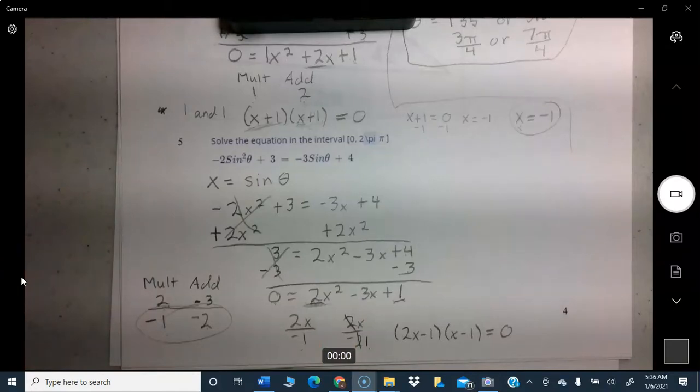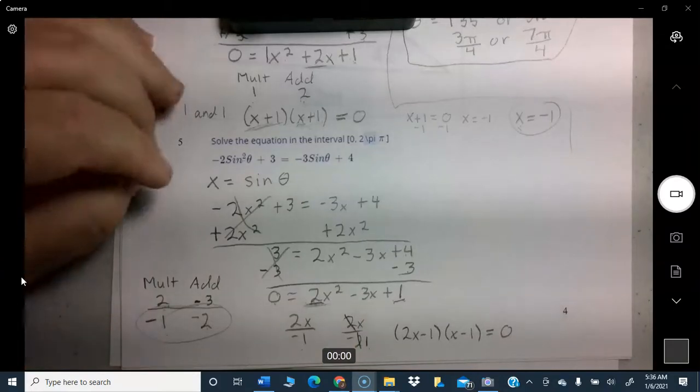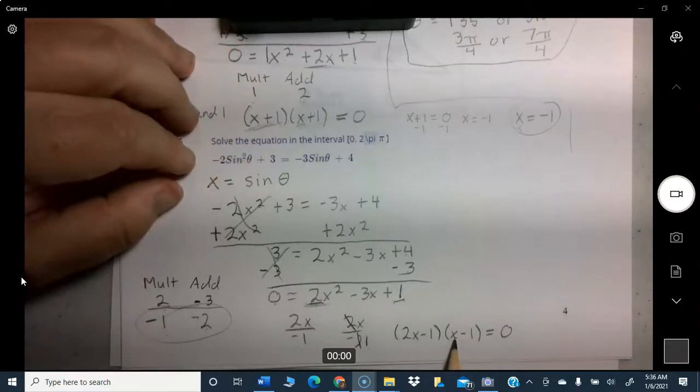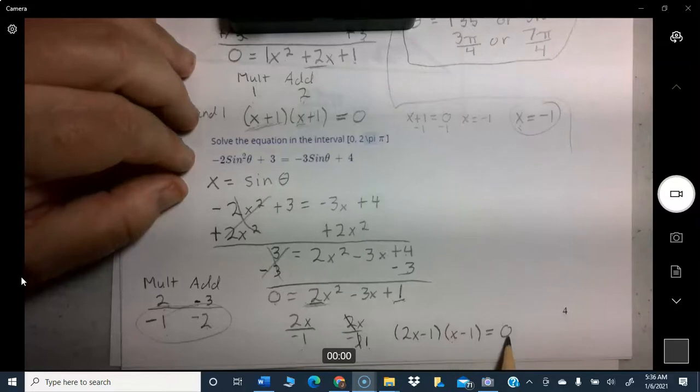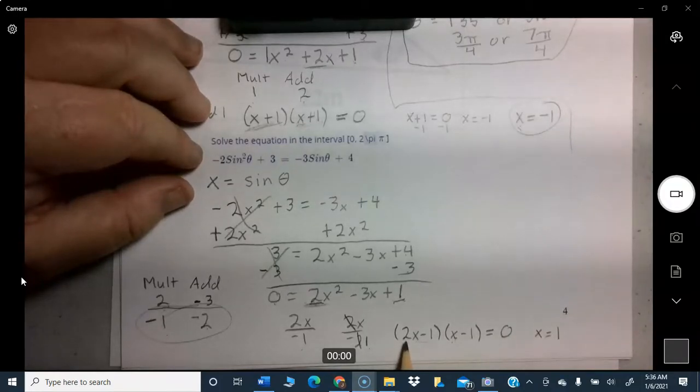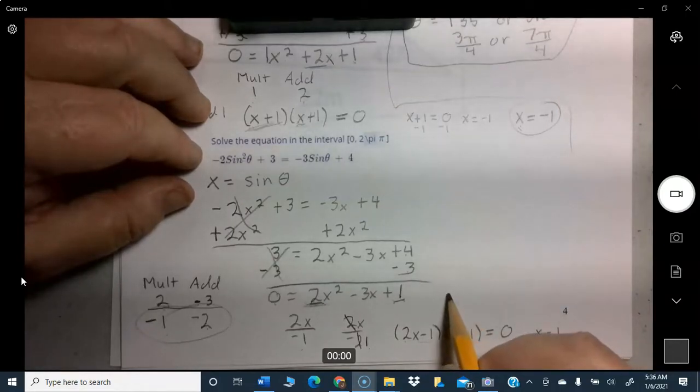Okay, now you have to figure out what x is. Well, in this one, that one's pretty easy. What minus 1 equals 0? That would be 1. So x equals 1. This one, 2 times what number minus 1 would equal 0? So just come and solve that. I'll solve it right here.